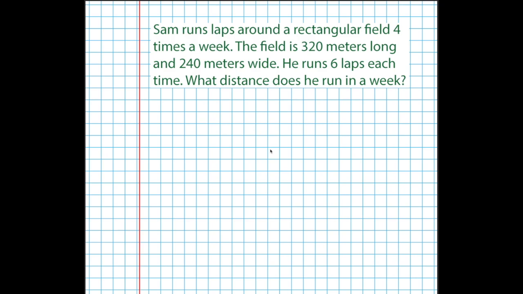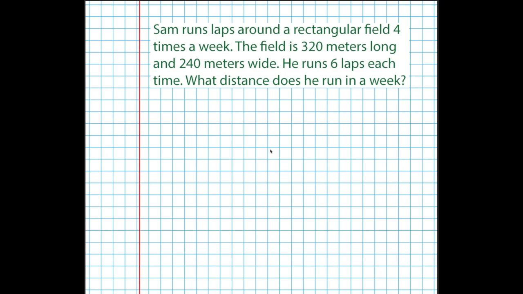Sam runs laps around a rectangular field 4 times a week. The field is 320 meters long and 240 meters wide. He runs 6 laps each time. What distance does he run in a week?